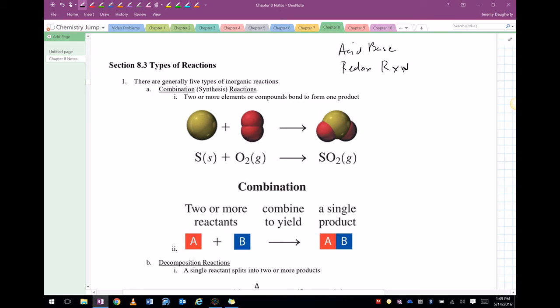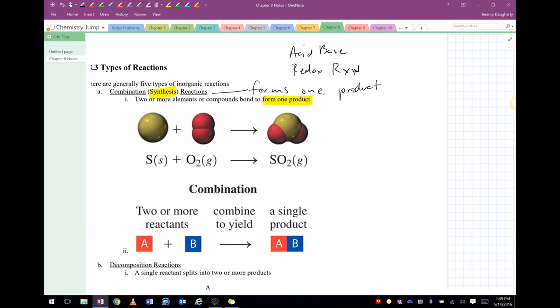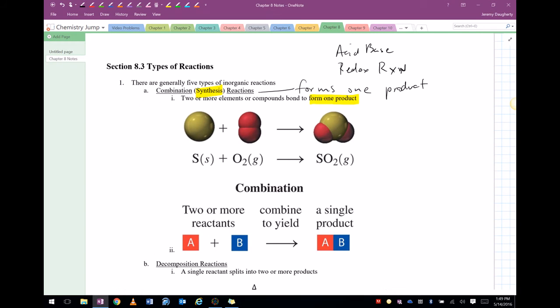So the first type is what's called a combination or synthesis reaction, and the key to this is you're always going to form one product, okay? So that'll be the sign. Anytime you see a reaction where only one product is formed, that's going to be a synthesis or a combination reaction. Now, you are not expected to be able to predict these types of reactions, okay? Some you have to predict, not these, all right?